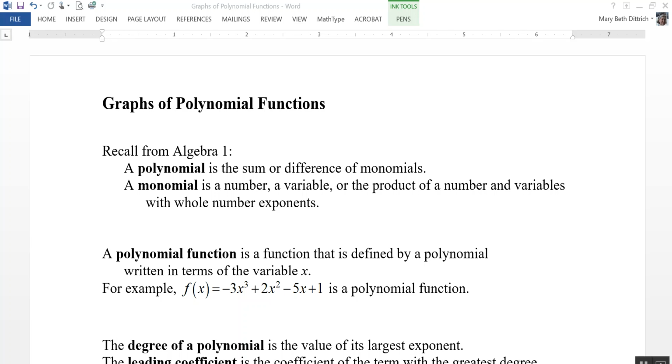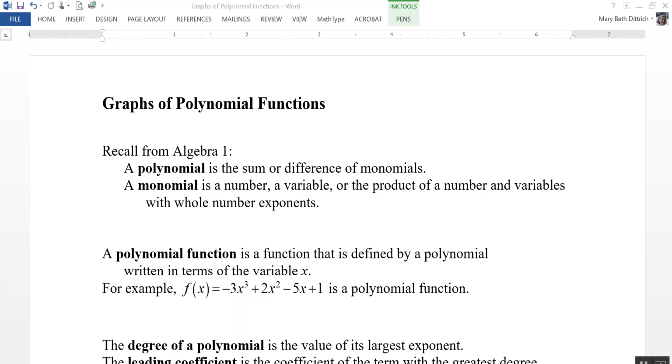This video is on graphs of polynomial functions. Recall from Algebra 1 that a polynomial is the sum or difference of monomials, and a monomial is a number, a variable, or the product of numbers and variables with whole number exponents. A polynomial function is a function that is defined by a polynomial written in terms of the variable x.